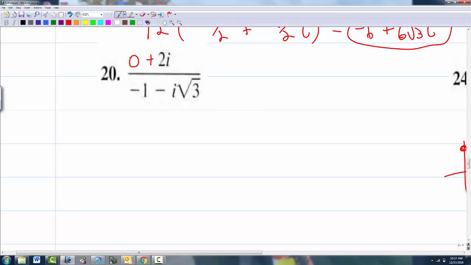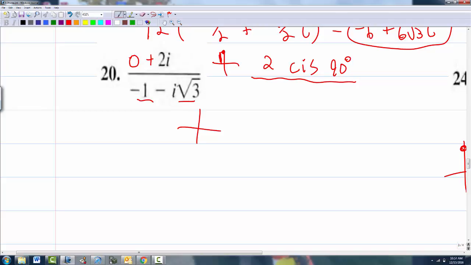Where does 0 plus 2i land? What angle measure? 90. What's r, which is the distance back to the origin? 2 cis 90. That's not hard. And then here we go again. These are going to be familiar.